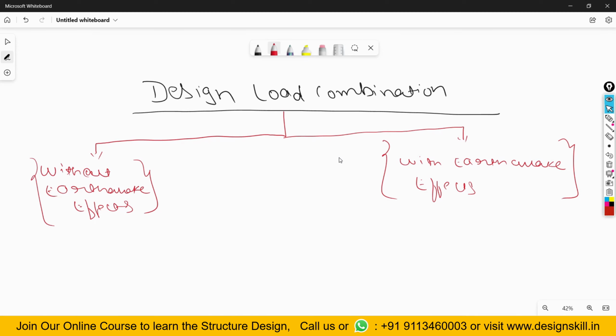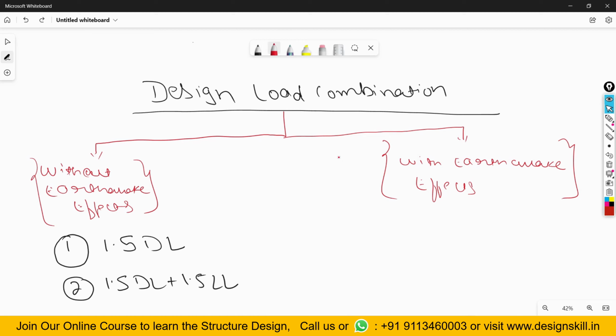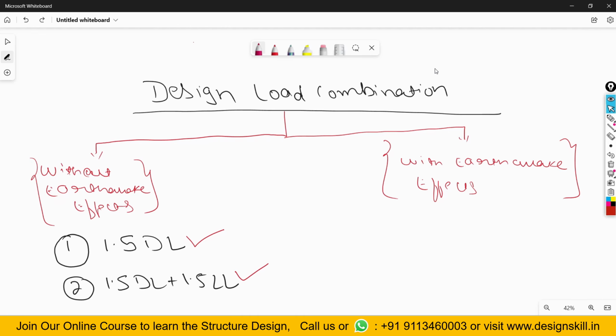Now I will write the load combinations which will not consider any earthquake load cases. The first load combination for the strength design, which will not consider the earthquake effect, will be 1.5 dead load, and the second will be 1.5 dead load plus 1.5 live load. You can see that we have not considered any earthquake load cases while defining these load combinations. So these are the two load combinations you can use when you are not considering any earthquake load cases in your design.